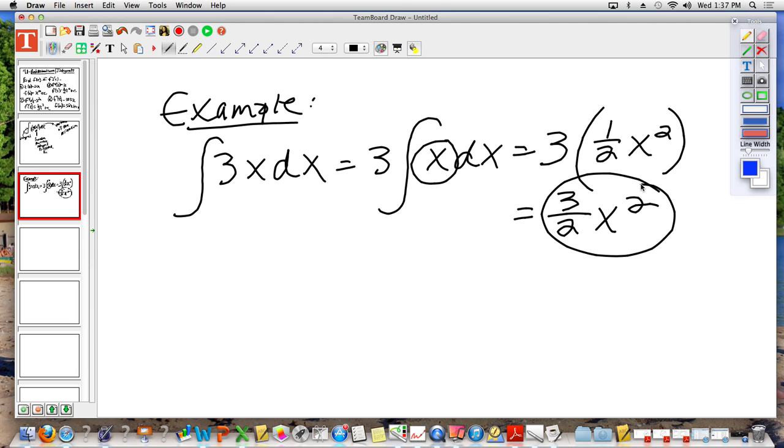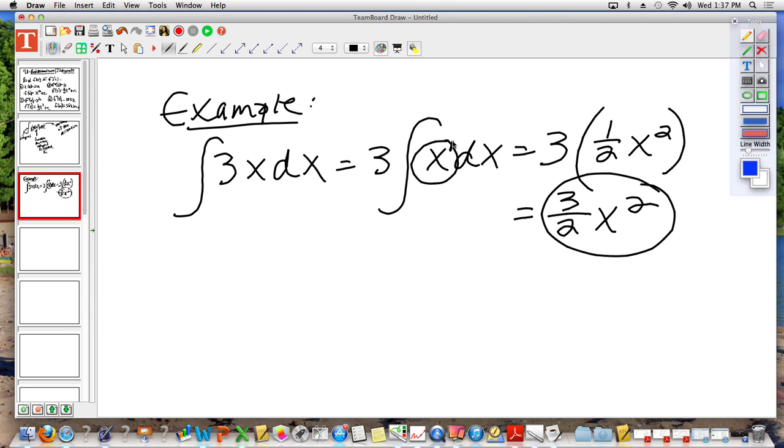Now, I want to talk to you about some of the tricks that you can start doing. What I did here was I looked at my function that's written next to the integral symbol, and it's an x. X to the power of 1, right?